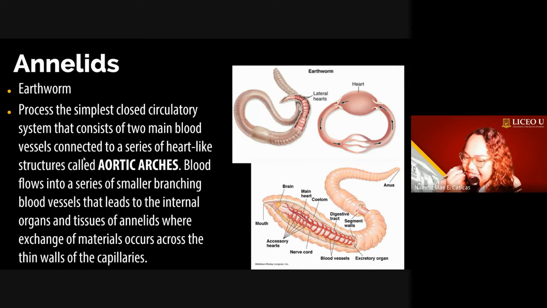So here are some examples. We have your annelids like your earthworms, no? They don't have a true heart. Instead, they have aortic arches. The aortic arches function like your heart. They pump, but they're not as strong as a true heart.